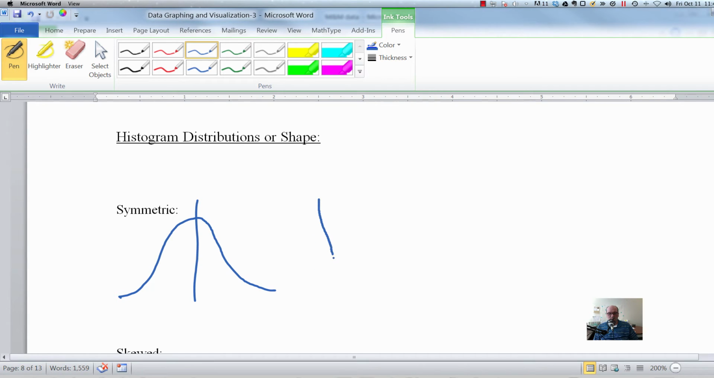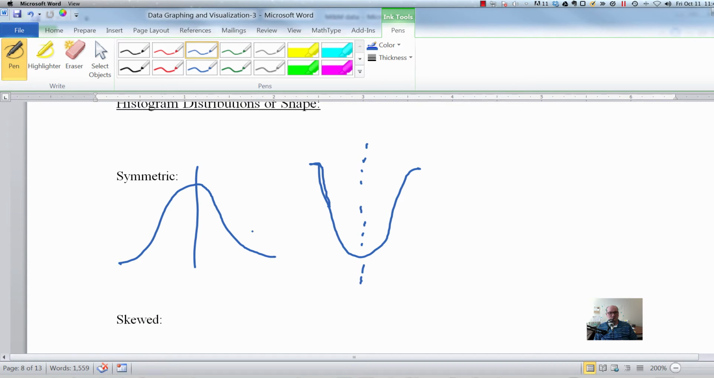Another one would be something like this. That's also a histogram shape, but it's also symmetric, right? Because I can cut it straight down the middle and fold it in half. It looks the same on both sides. Symmetric distributions come in handy because we only need to know half of what the distribution looks like, and then we know what the other half looks like. They're the same on both halves.